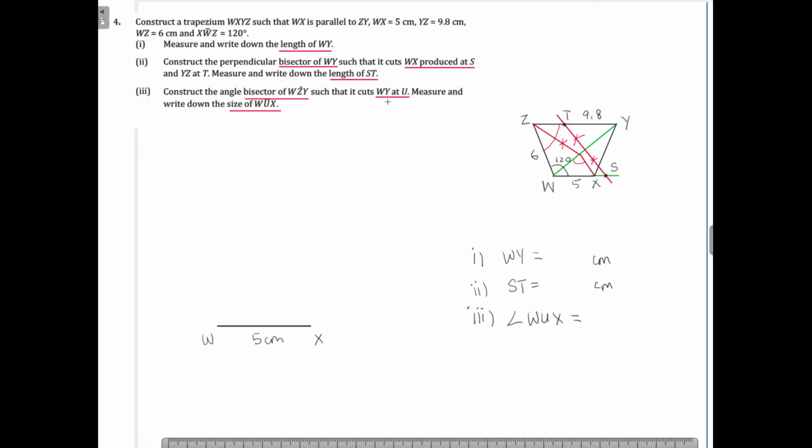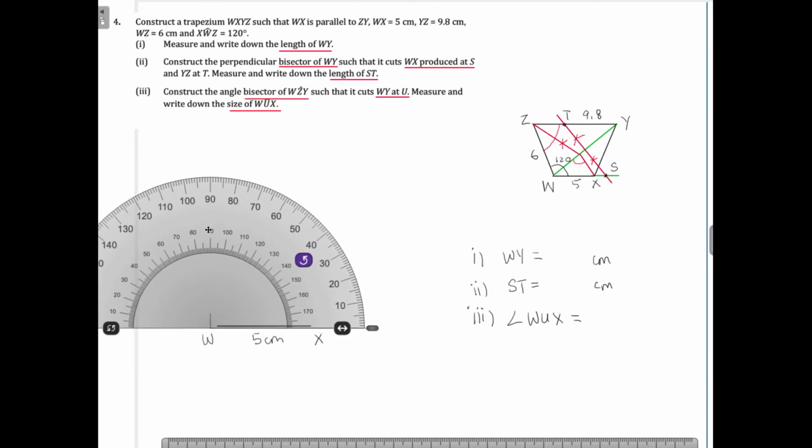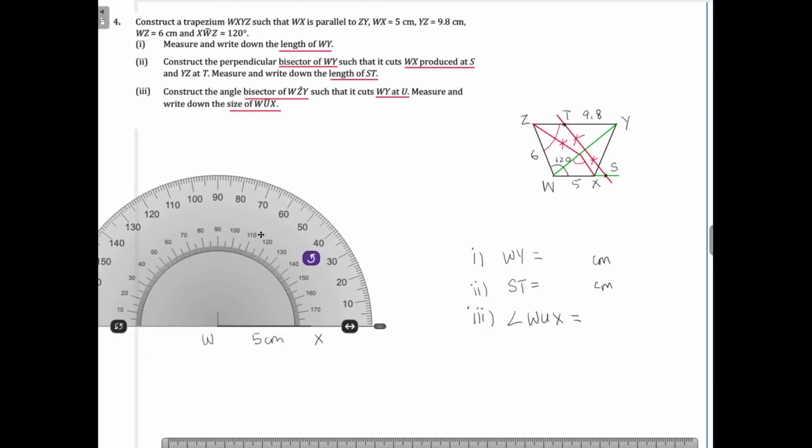In question 4, we underline all the important facts and draw a rough diagram. The first thing we have to do is to measure the length of WY. But we have to construct the trapezium first. To construct the trapezium, we start off with WX, and we have an angle of 120. So we bring the protractor and take an angle of 120.